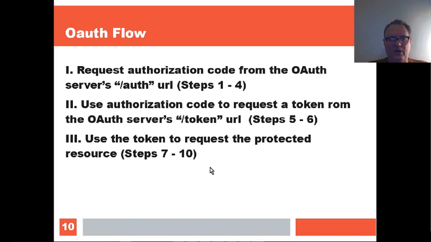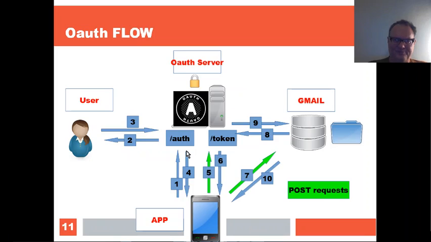So, in summary, the basic steps are: you request the authorization code from the OAuth server, at least this is from the point of view of your app, right? So you're requesting the authorization code from the OAuth server, then your app uses the authorization code to request the token, then we use the token to request the resource.